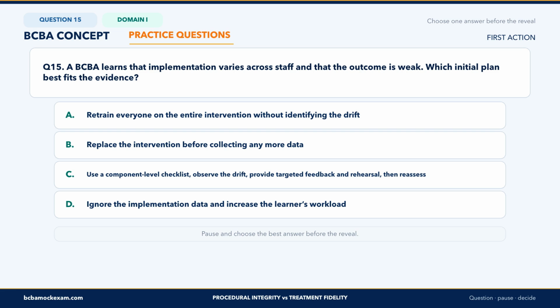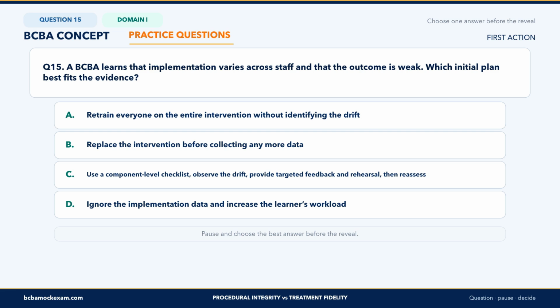Question 15. A BCBA learns that implementation varies across staff and that the outcome is weak. Which initial plan best fits the evidence? A. Retrain everyone on the entire intervention without identifying the drift. B. Replace the intervention before collecting any more data. C. Use a component-level checklist, observe the drift, provide targeted feedback and rehearsal, then reassess. D. Ignore the implementation data and increase the learner's workload.